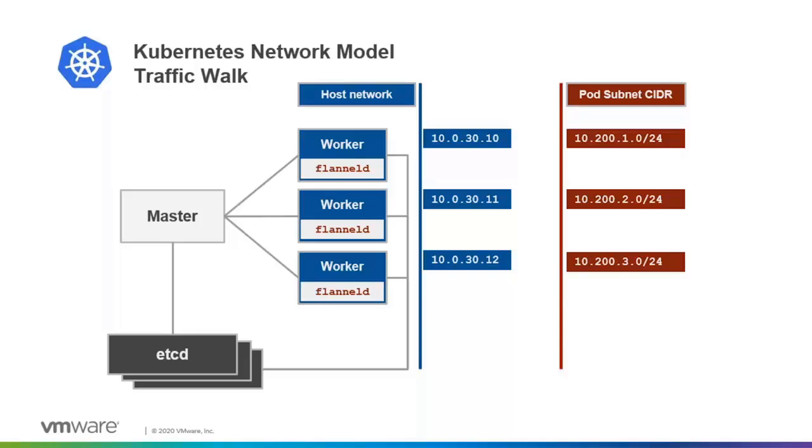There is ARP. ARP does occur within the pod network across the Flannel overlay. That does occur, but again, that is only unicast. There is no multicast or broadcast.